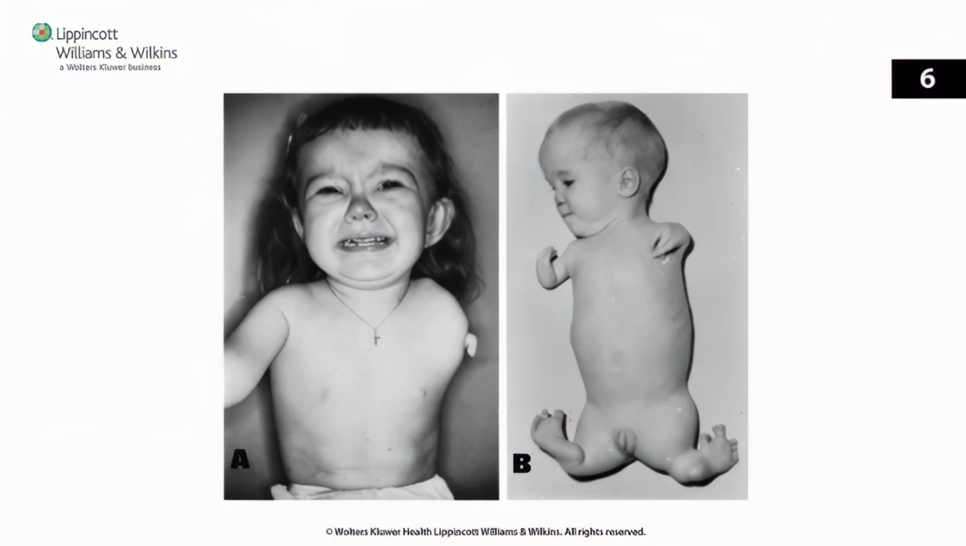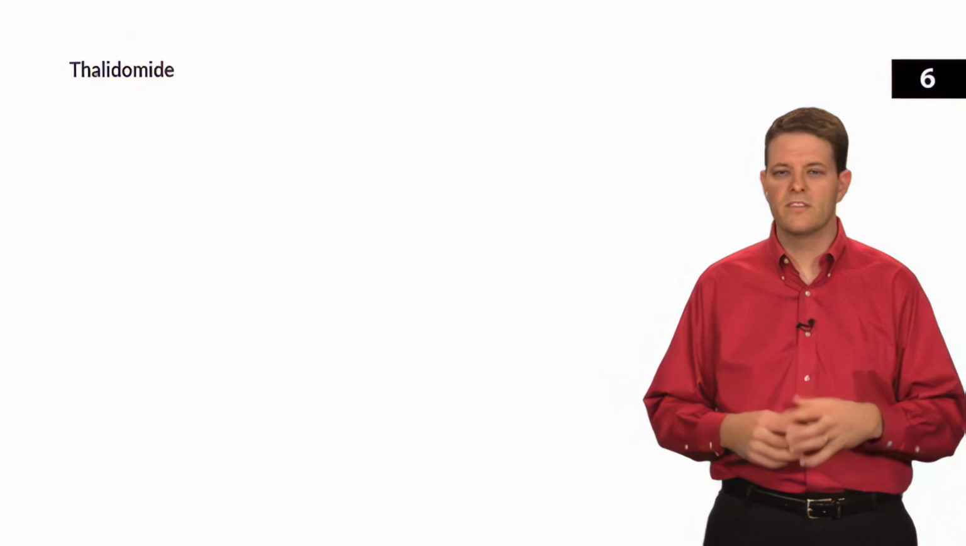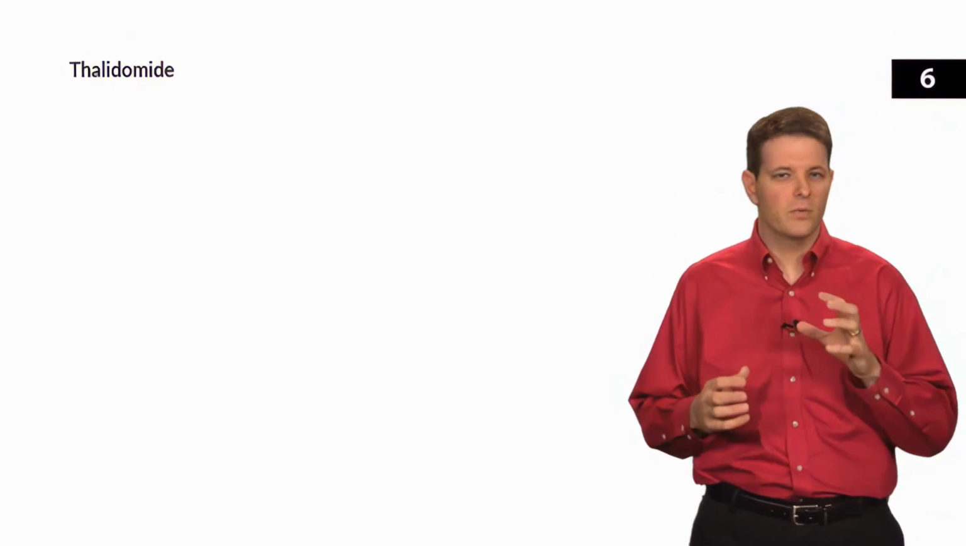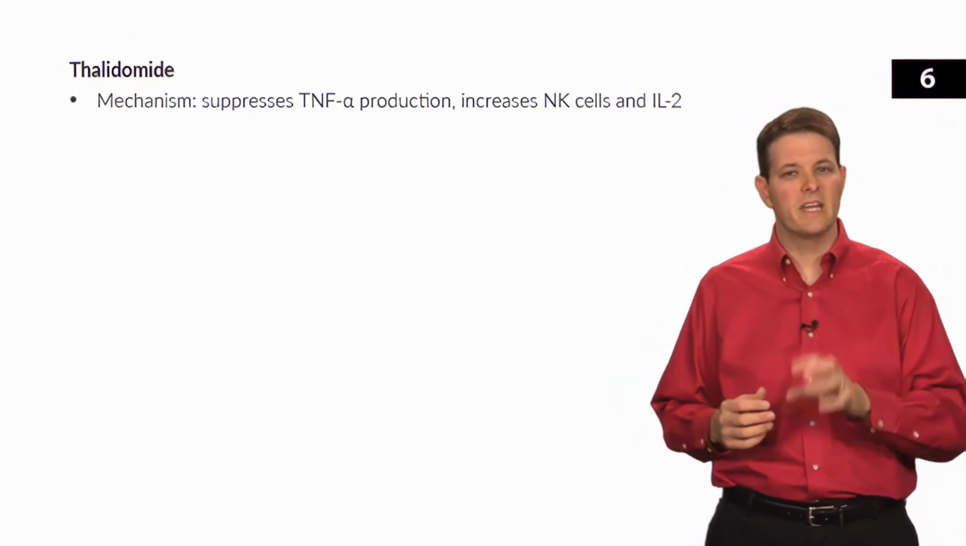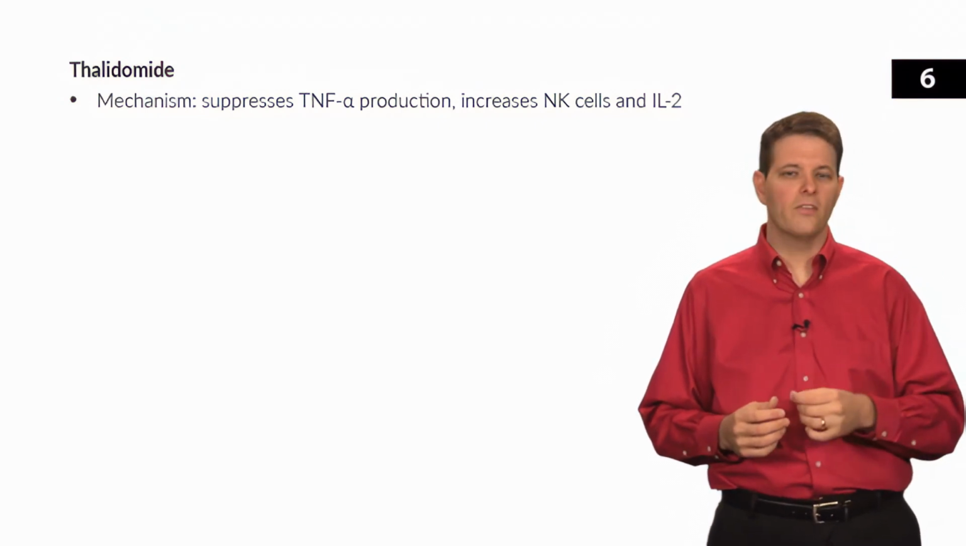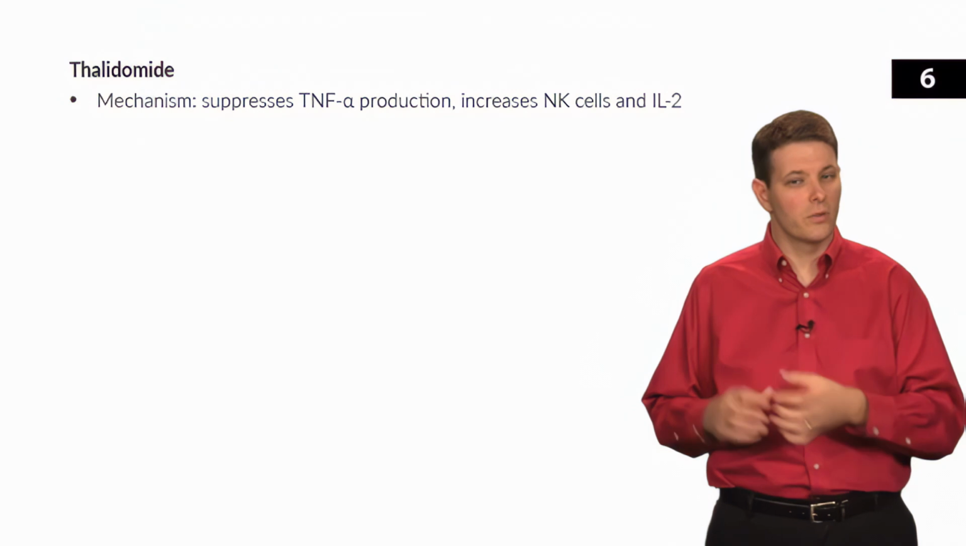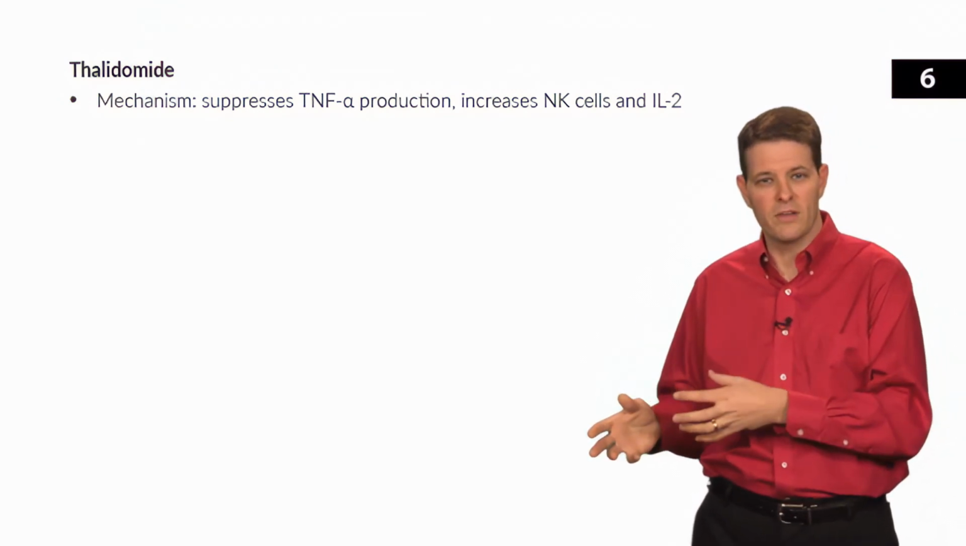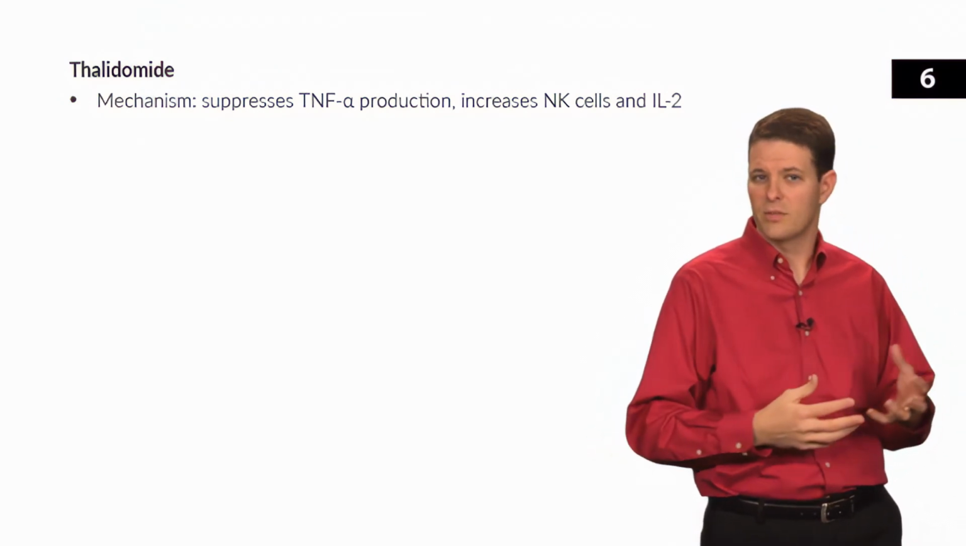We said thalidomide was a sedative that was given to pregnant women 50 or 60 years ago, but they stopped using it because it causes phocomelia, that severe hypoplasia of the limbs. Thalidomide is one of those drugs with several mechanisms of action, but the reason we're talking about it here is that it suppresses TNF-alpha production. It increases numbers of NK cells, and it also increases IL-2 production. So in some ways, it works like an immunosuppressant. In other ways, it actually stimulates the immune system.